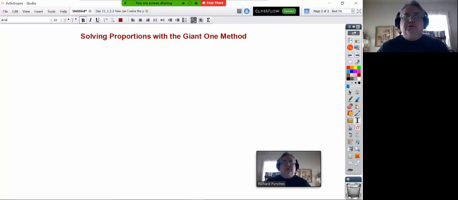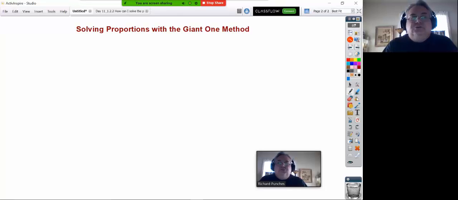So the first thing we're going to talk about is solving proportions with the giant one method. This is something you've actually learned before. We used it a lot when we were creating equivalent fractions. For example, if I wanted to take 2/3 and multiply it by 4 over 4, well, 4 over 4 has a value that is equivalent to a giant 1. It's an equivalent form of 1.